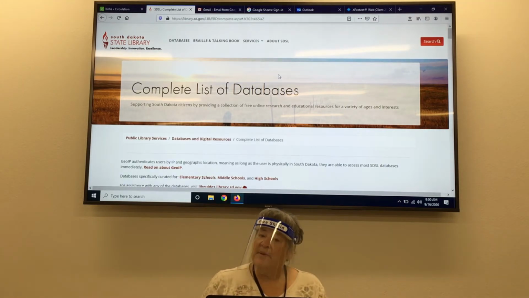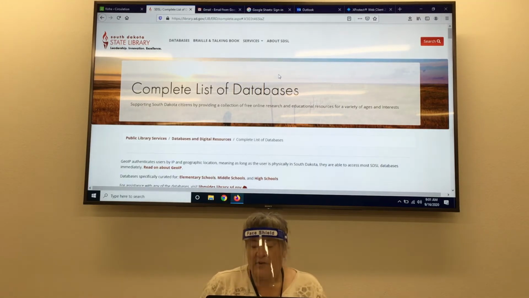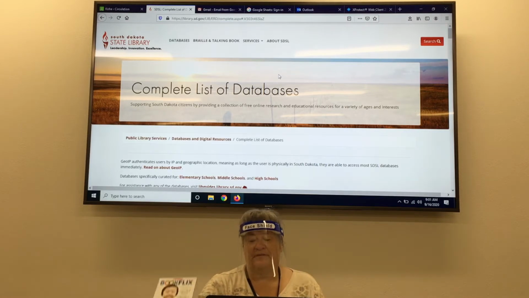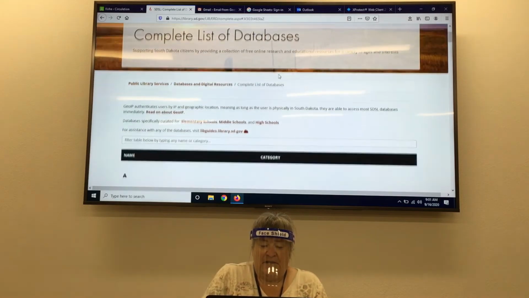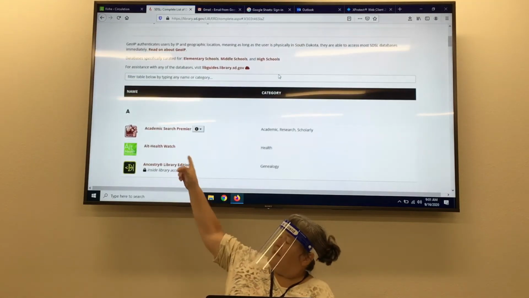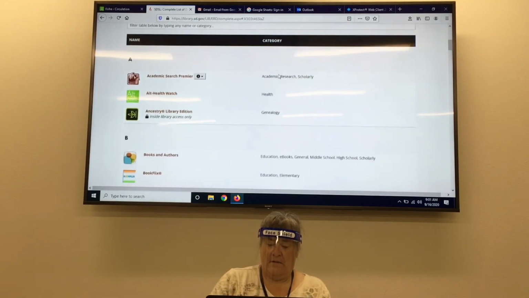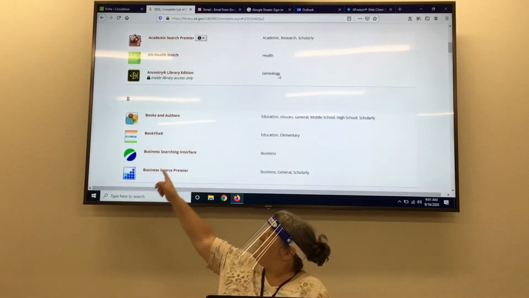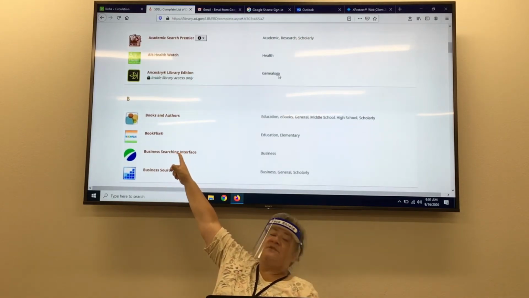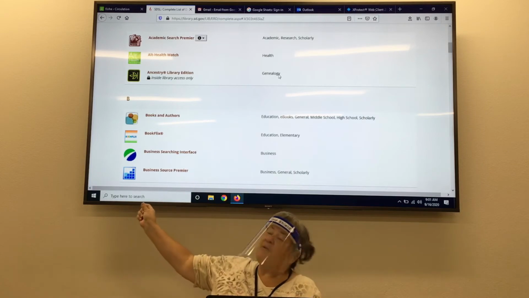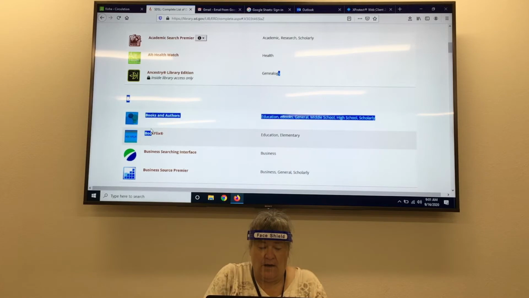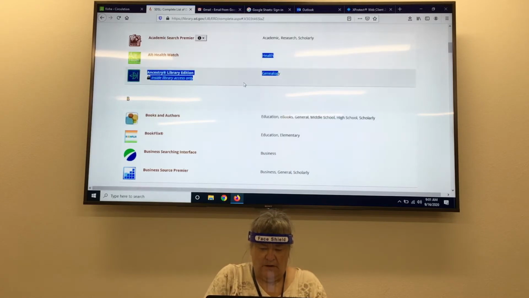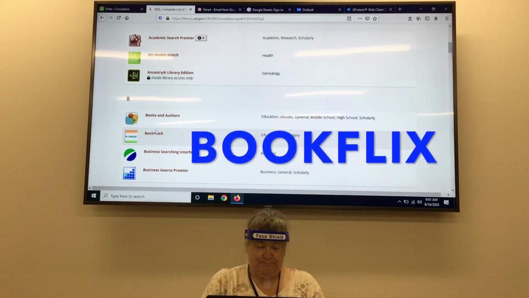Now all the databases are listed in alphabetical order, and we're going to start with BookFlix. So BookFlix starts with a B. I come down on my list, you see I have A, and following along in our alphabet, B, and under B you see books and authors. I'm going to come back to that one another time. BookFlix. We're going to click on BookFlix.